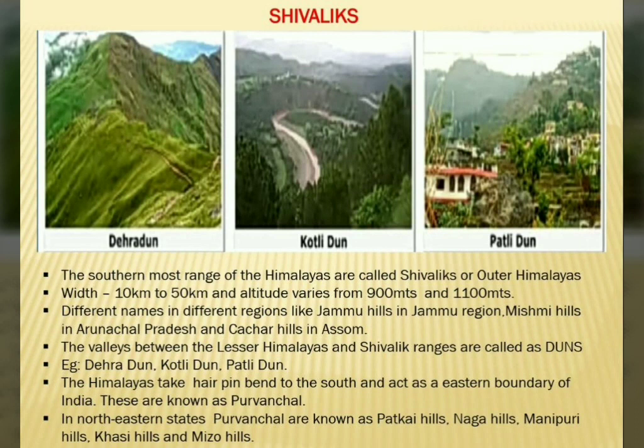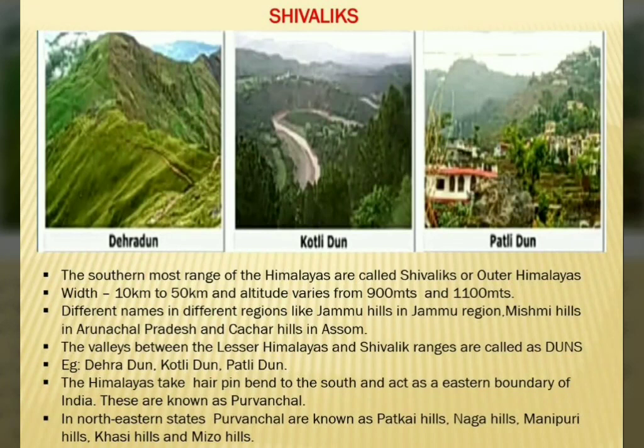The southernmost range of Himalayas is called Shivaliks or Outer Himalayas. Shivaliks extend over a width of 10 kilometers to 50 kilometers and altitude varies from 900 meters to 1100 meters. These ranges are called different names in different regions like Jammu Hills in Jammu region, Mishmi Hills in Arunachal Pradesh, and Kachar Hills in Assam. The valleys between the Lesser Himalayas and Shivalik ranges are called dunes. For example, Dehradun, Kotli Dune, Patli Dune.